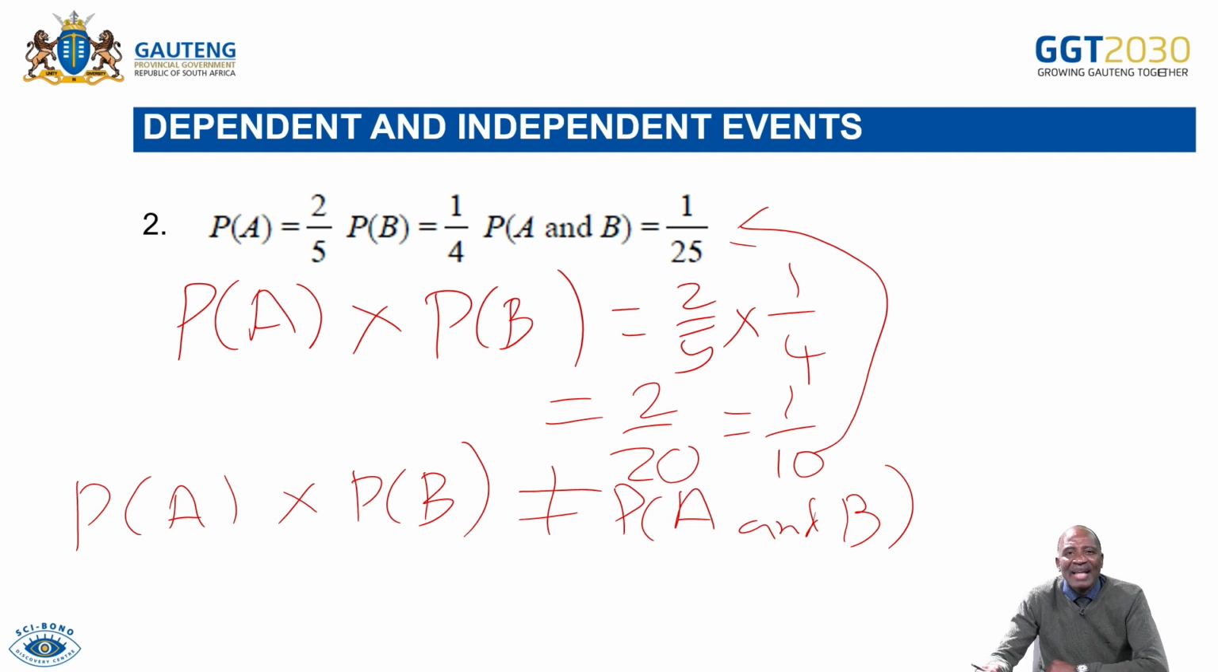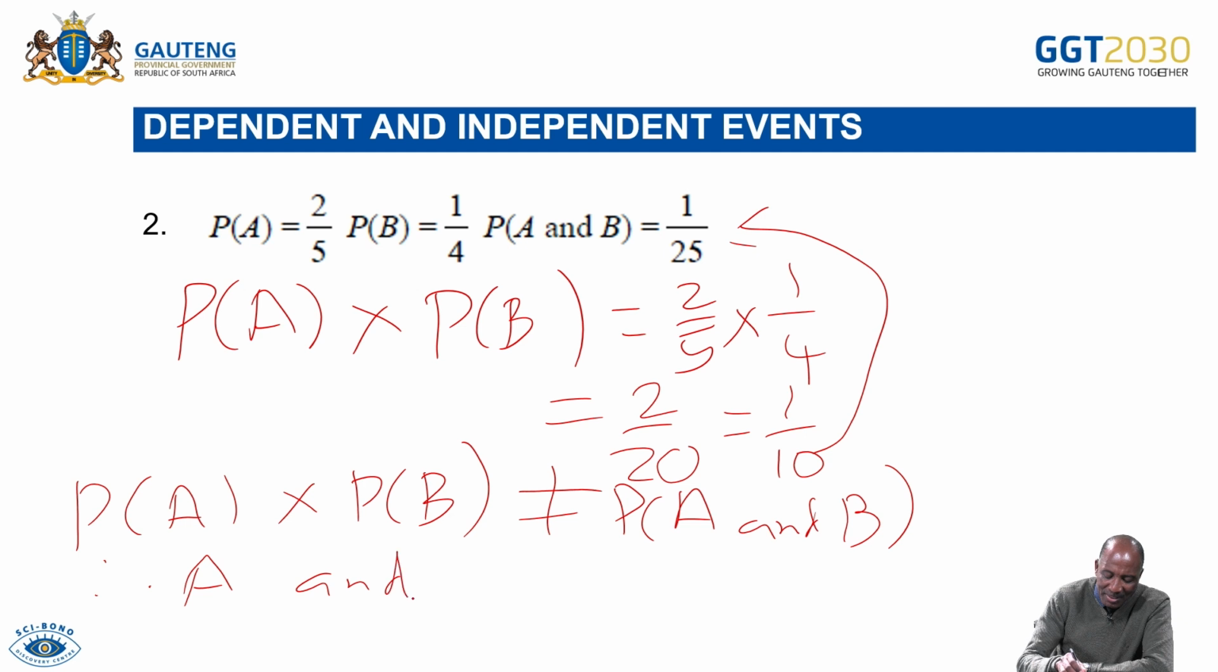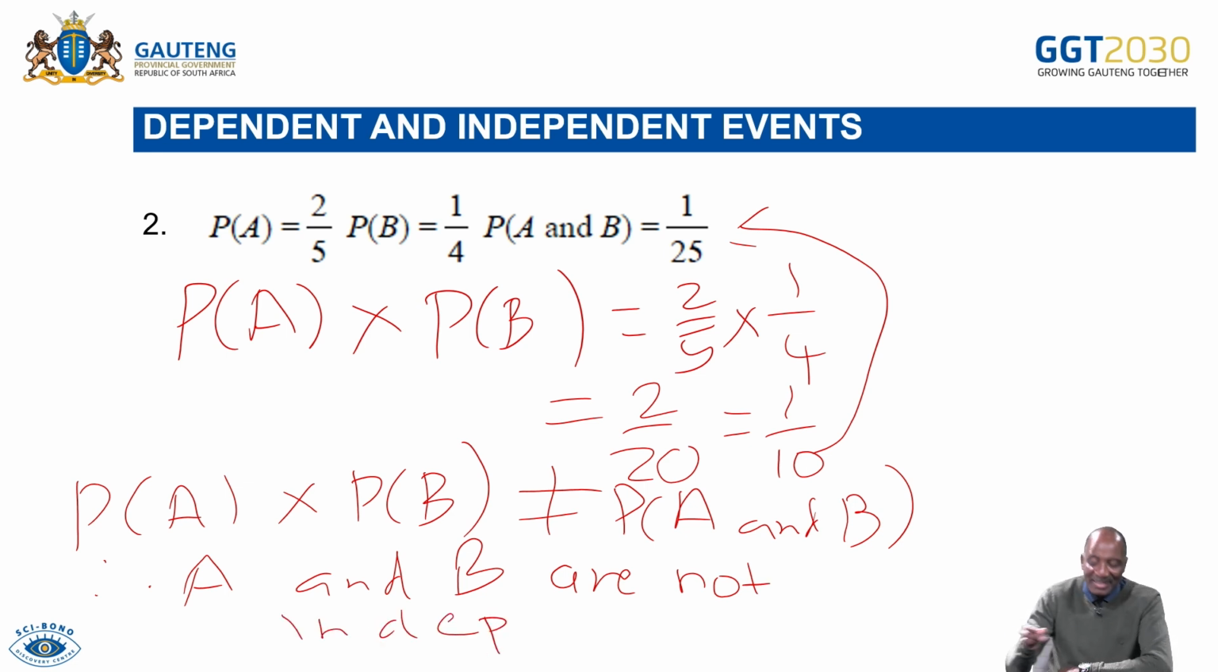That is our product rule. But here our product rule fails us. Therefore, events A and B, to be on the safe side, I would rather say are not independent. This one I know, they are not independent. That's how best you can answer that question.